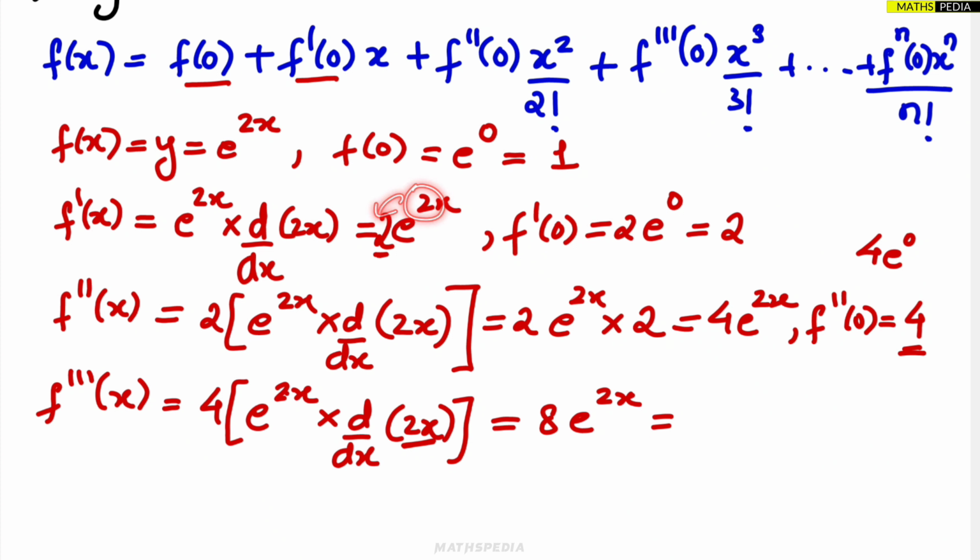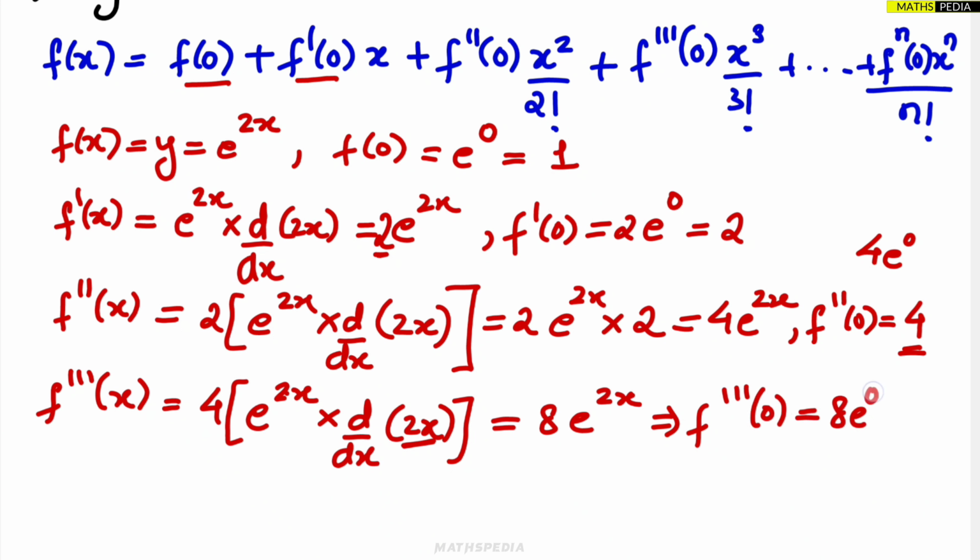2 with 2 I multiplied, I got 4 e power 2x. 2 with 4 I multiply, I'll get 8 e power 2x. The next derivative will be 2 into 8, I'll get 16 e power 2x. That's it. So now what do you have to do? That implies triple dash of 0 will be what?